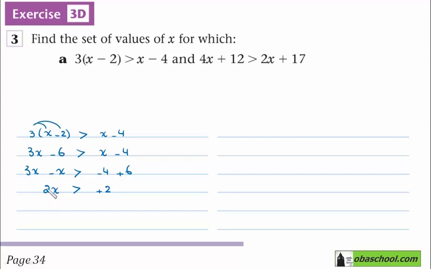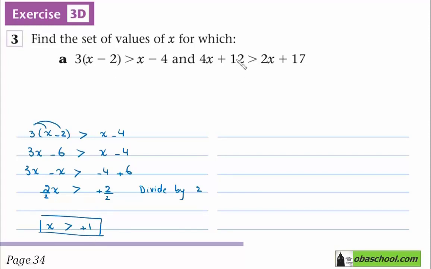Now 3x minus x equals 2x, greater than 4 plus 6, which is 10? Sorry, we take it as given: 2x greater than plus 2. To get the x by itself, we have to divide both sides by 2. When we divide 2x by 2, we get x greater than 2 divided by 2, which is 1. Note that if x has a positive sign, the sign of the inequality remains the same. So the set of values of the first inequality is x greater than plus 1.